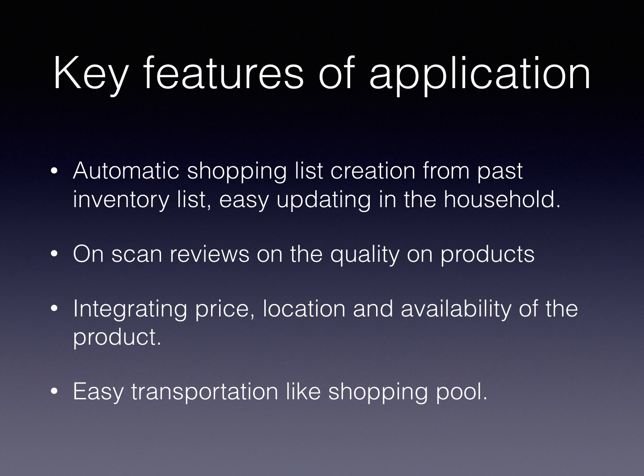The third one is integrating price, location, and availability of the product. These three entities are the ones users are most concerned about when shopping. What is the lowest price, in which location, and is the product available are the three main key entities. With this key feature we can answer these three.